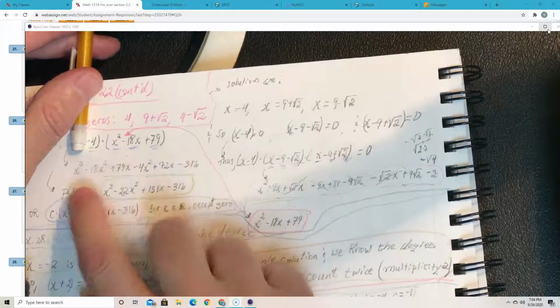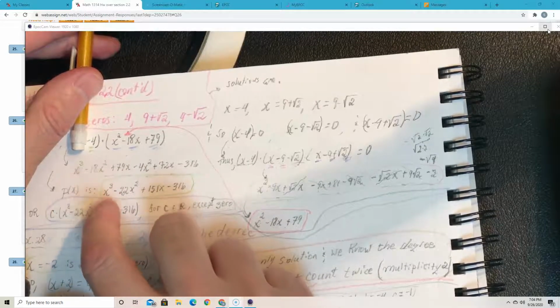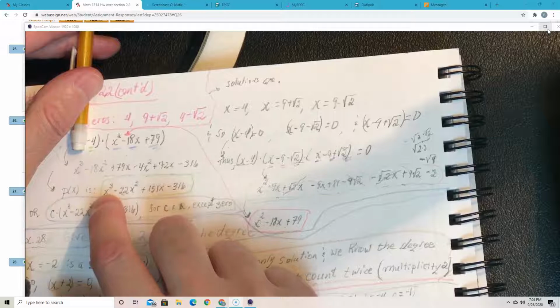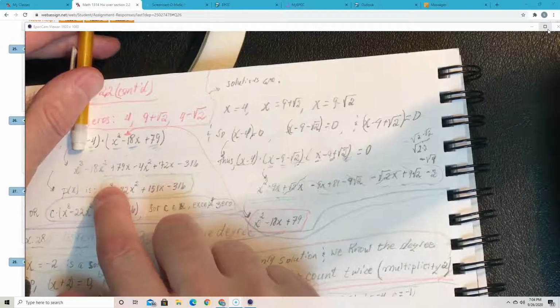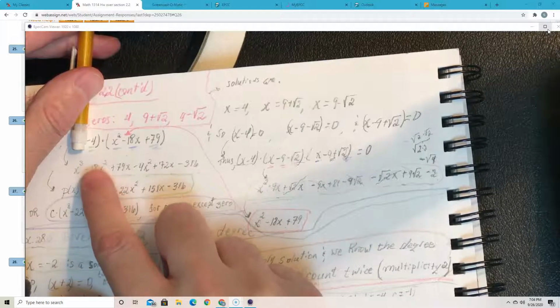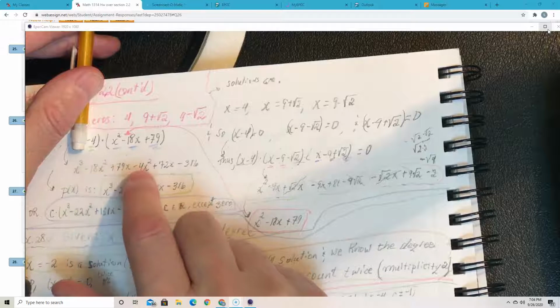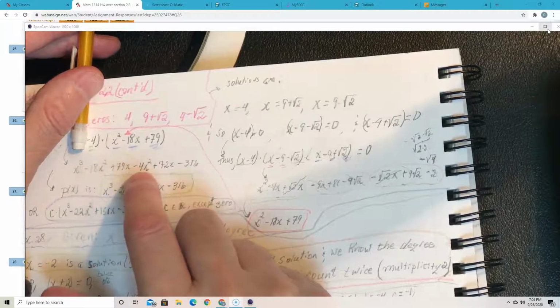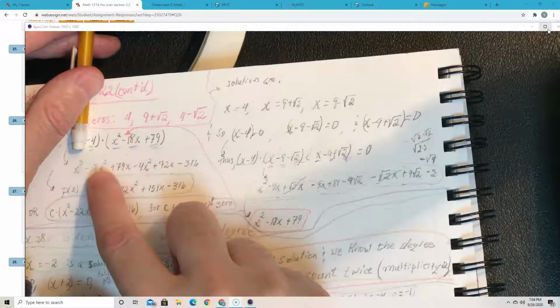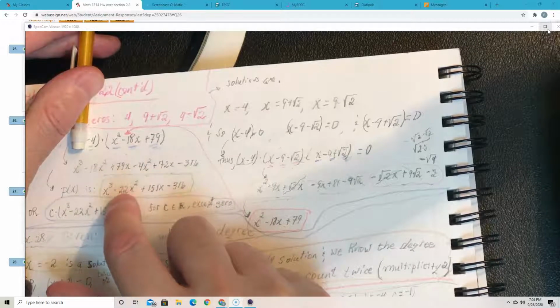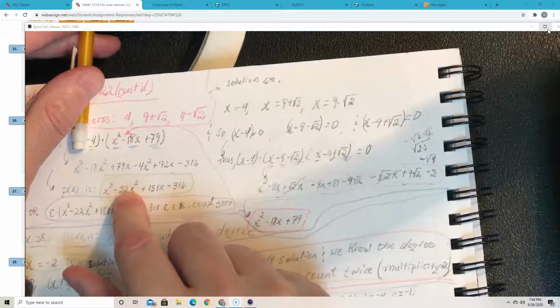Of the 6 terms, there's only one that has a cube, x cubed, so there it is. There's our degree of our polynomial, by the way, 3. And what about x squared terms? There's one right here, negative 18x squared, and here's another one. Negative 18x squared minus 4x squared. Negative 18 minus 4 is negative 22 of those x squareds.